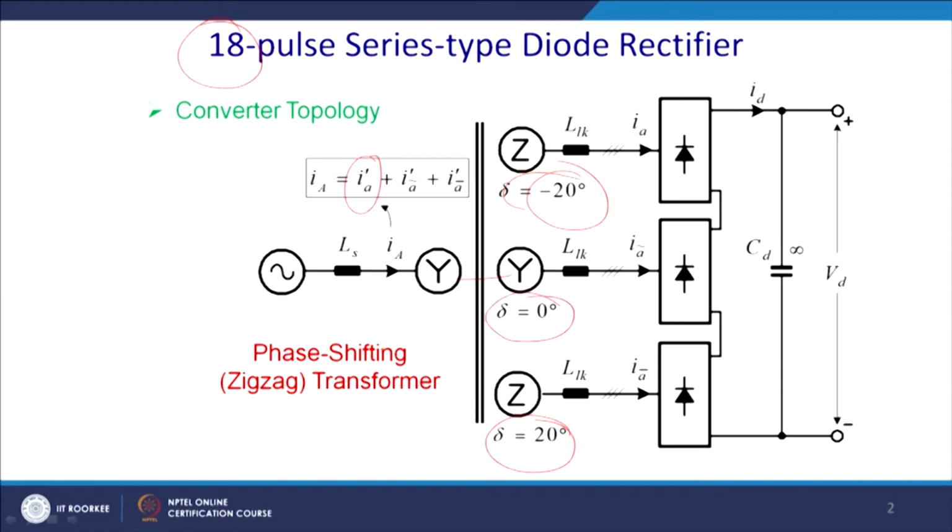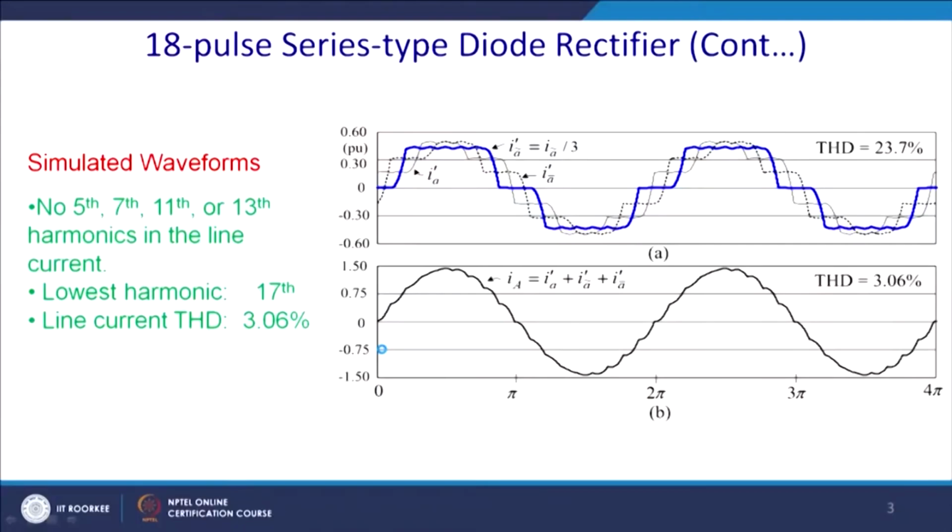So, one gives delta equal to 0, and this one will give delta equal to minus 20 degrees, and we shall see that it can even cancel the 11th and 13th harmonics. If you superimpose these 3 waveforms, ultimately it leads to the fundamental. First of all, the blue one is I A prime, which is essentially I A by 3, and thereafter you get this one as I A.